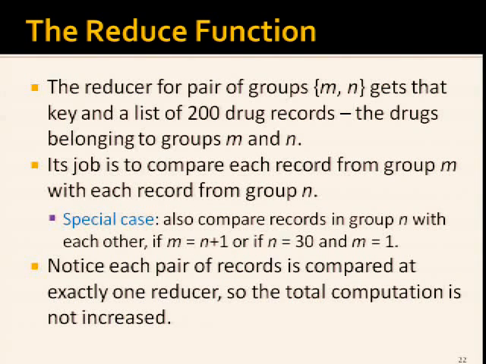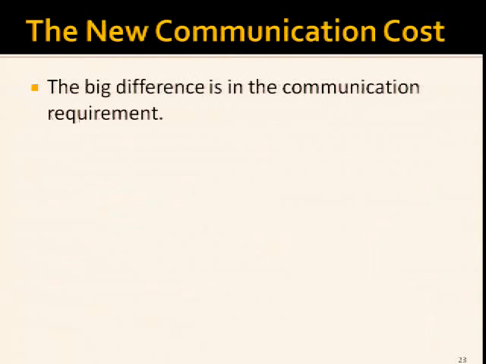But what is important is if you avoid this redundancy of comparing intra-group drugs 29 times, then each pair of drug records is compared at exactly one reducer. So the computation doesn't change. It's exactly the same computation that you did in the earlier method that had so much communication.